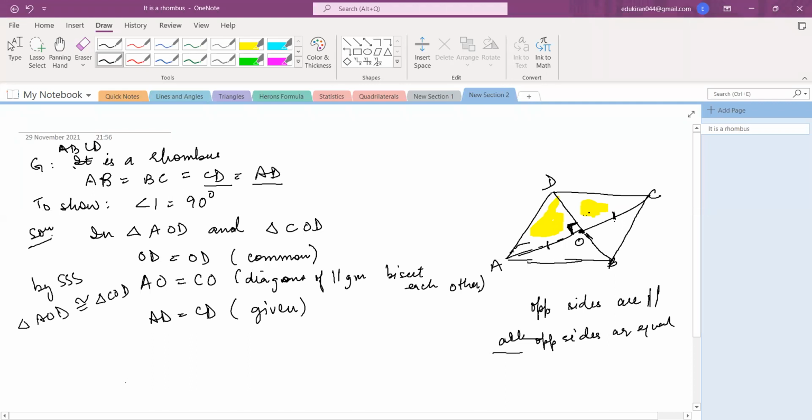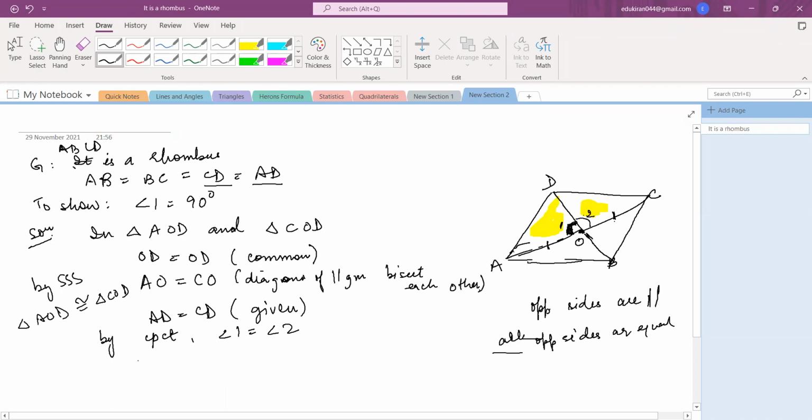Fine? Yes, ma'am. Okay. Now let me say this is my angle 1, and I'm not drawing it 90 degrees because I have to show it. So angle 1 and angle 2. So by CPCT, angle 1 is equal to angle 2. Fine.